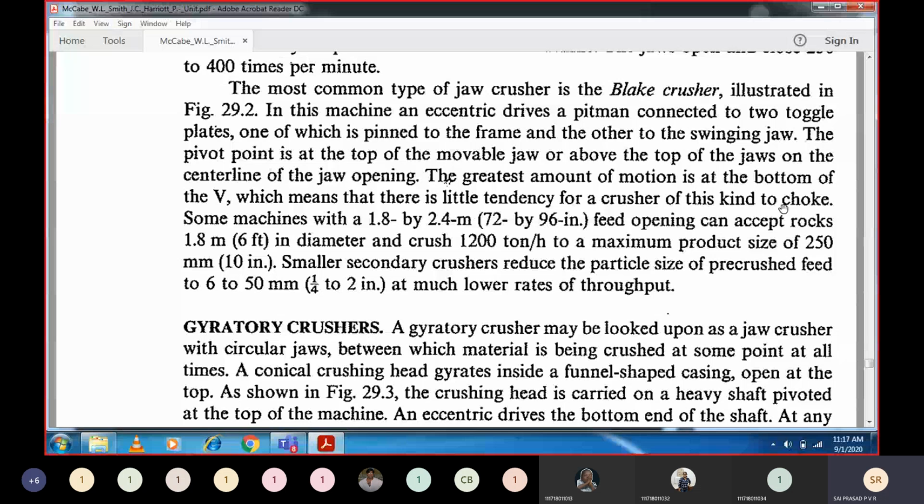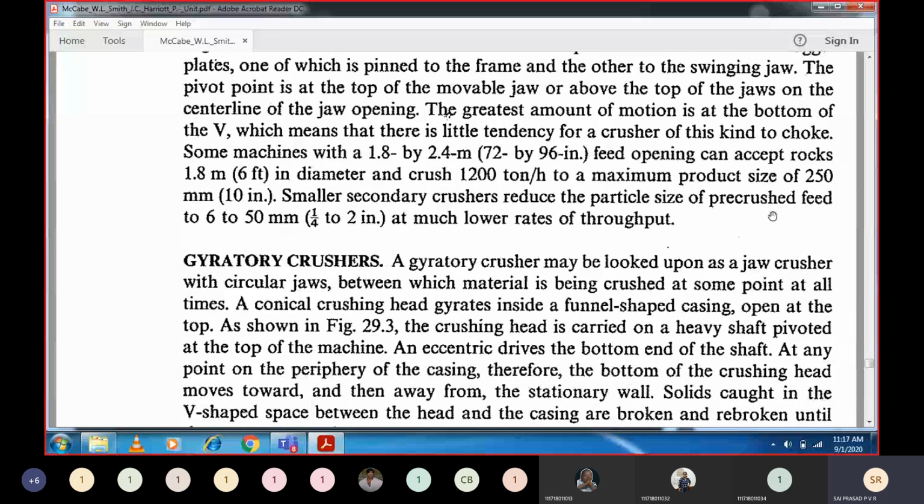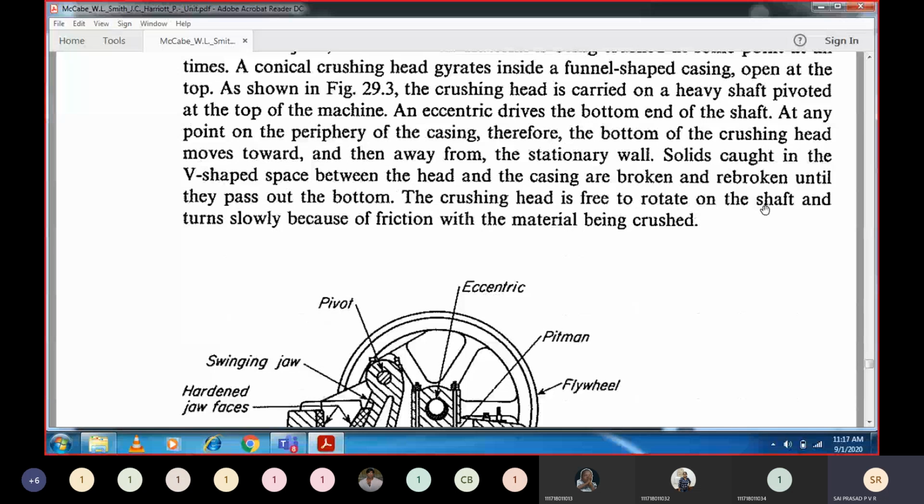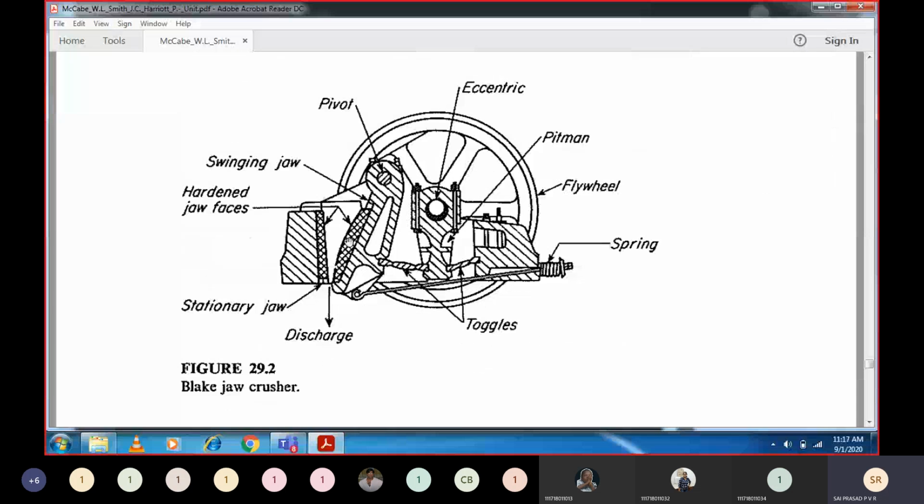Once again, I will explain you. So for example, if you see this diagram, the pivot is at the top. These two ends are fixed. We put a particle to it. Then what will happen? Because of this jaw coming this side, as the particle is coming down, it goes in between the gaps and then crushing will take place. And they have to come down.